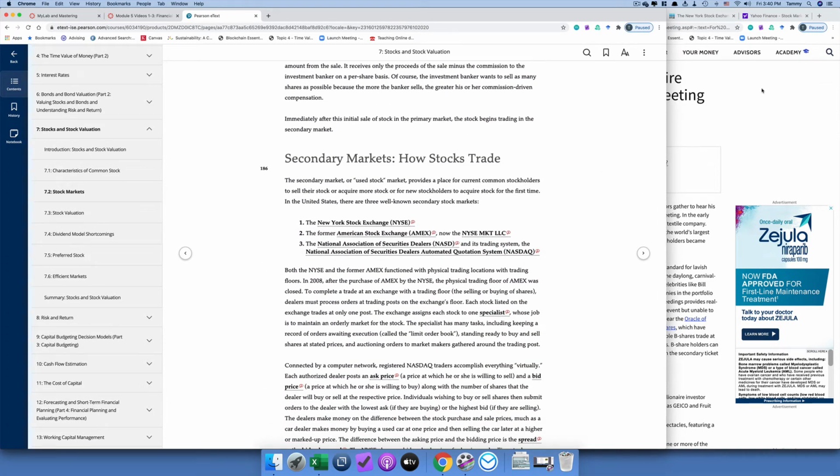And there are a few different stock markets actually. There's the New York Stock Exchange. There's NASDAQ, or the National Association of Securities Dealers. These are the two major ones. Amex got swallowed up by the New York Stock Exchange.